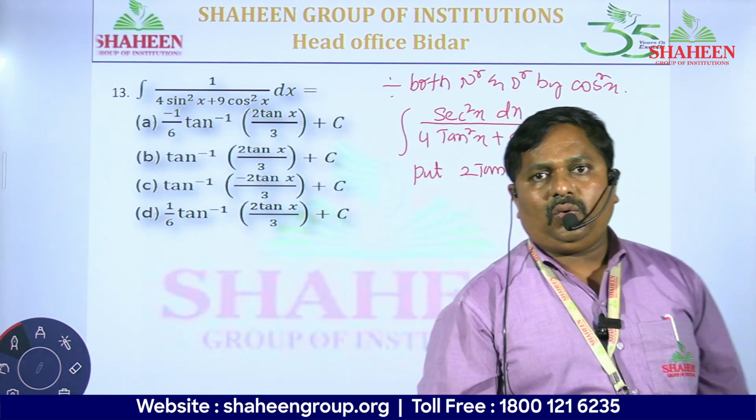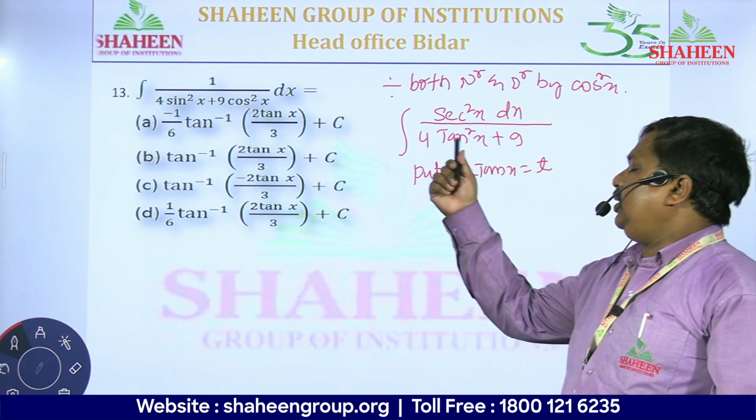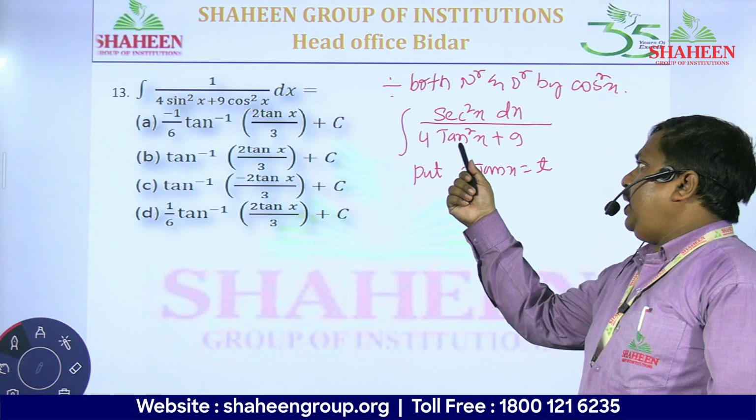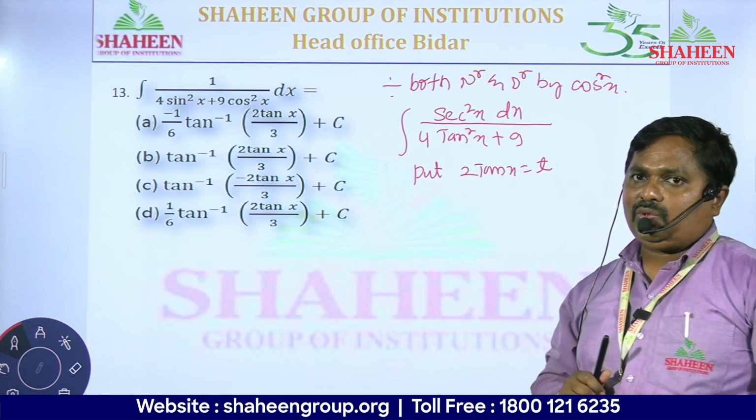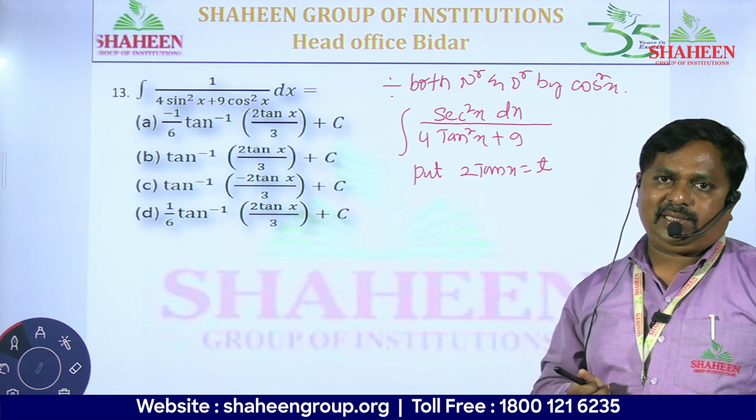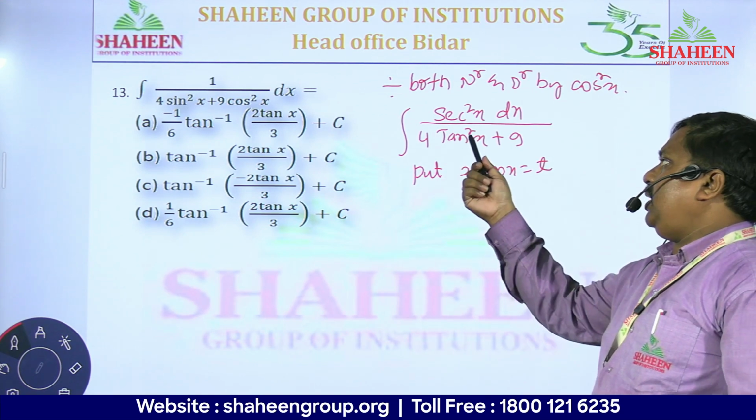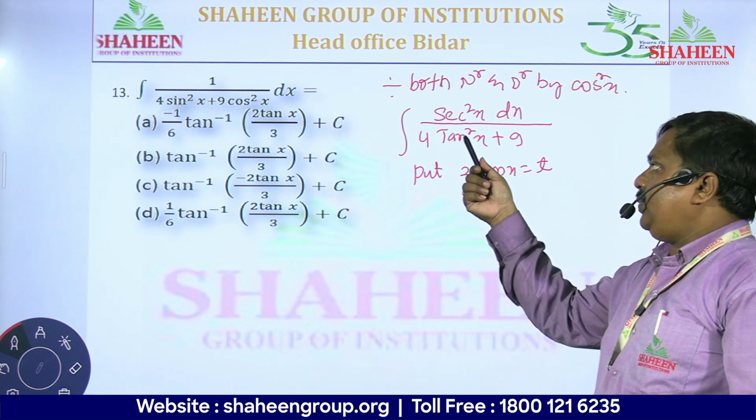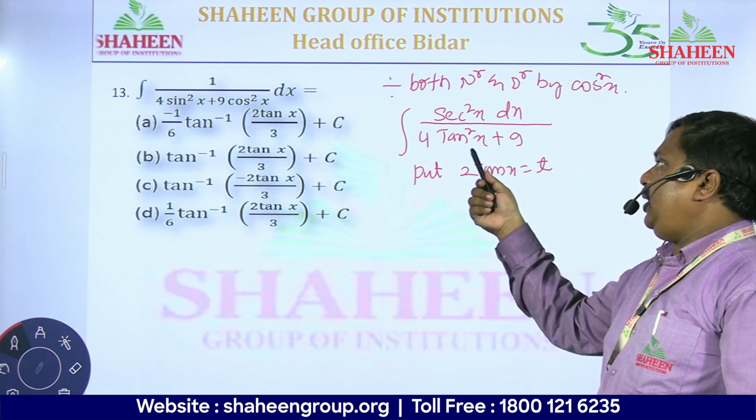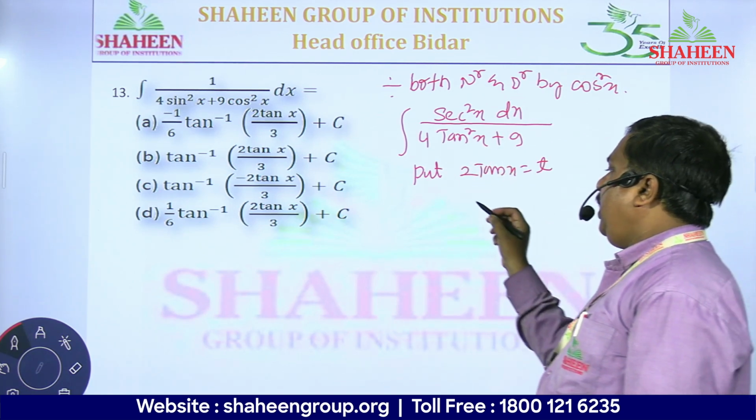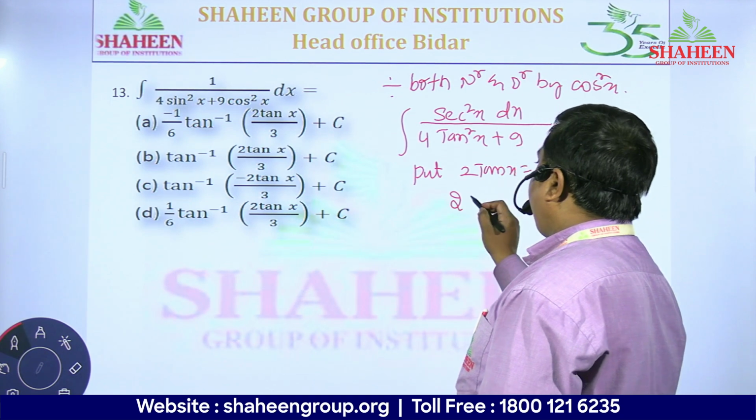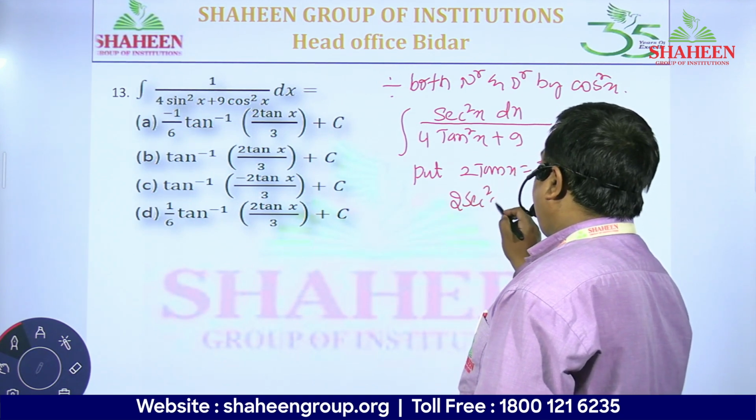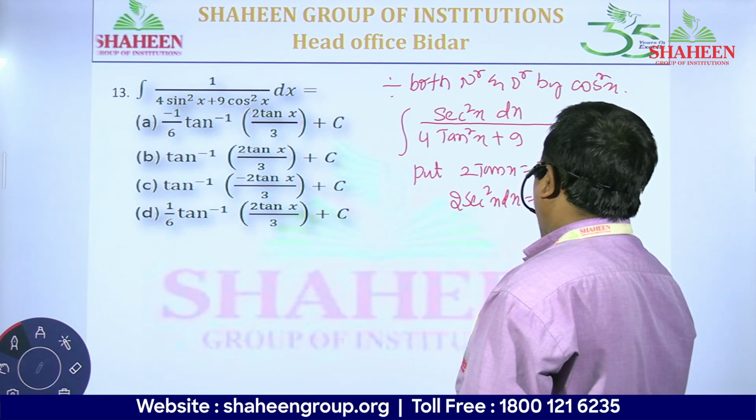Substituting 2 tan x equal to t, because this can be written as (2 tan x) whole square. 2 square is 4 tan square x, and 4 tan square x can be written as (2 tan x) whole square. So that's why I'm taking 2 tan x equal to t. The derivative of tan x is sec square x dx, and this is equal to dt.